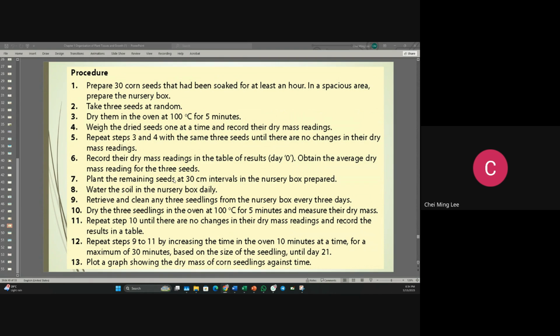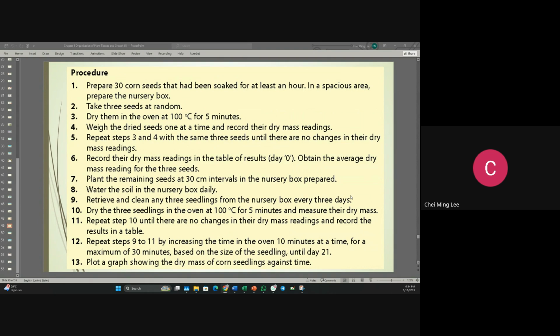Then we plant the remaining seeds at 30 cm intervals. A 30 cm interval means the distance from seed to seed is 30 cm, in the nursery box prepared. Then we water the soil in the nursery box daily. Retrieve and clean any tree seedlings from the nursery box every 3 days.